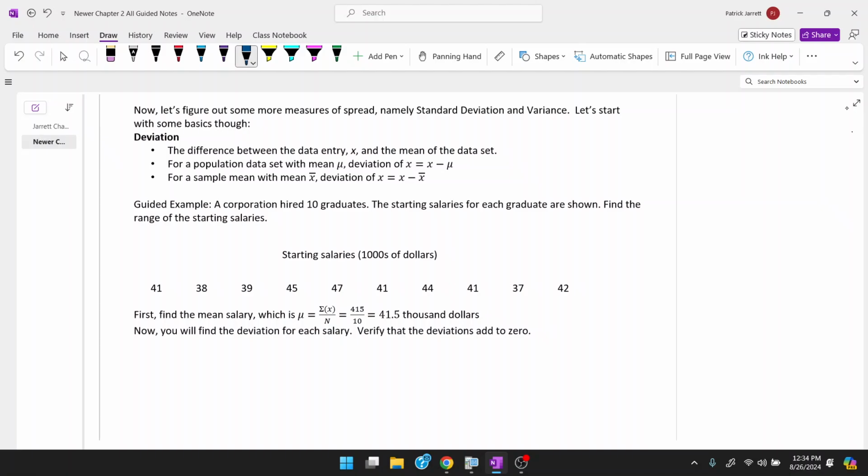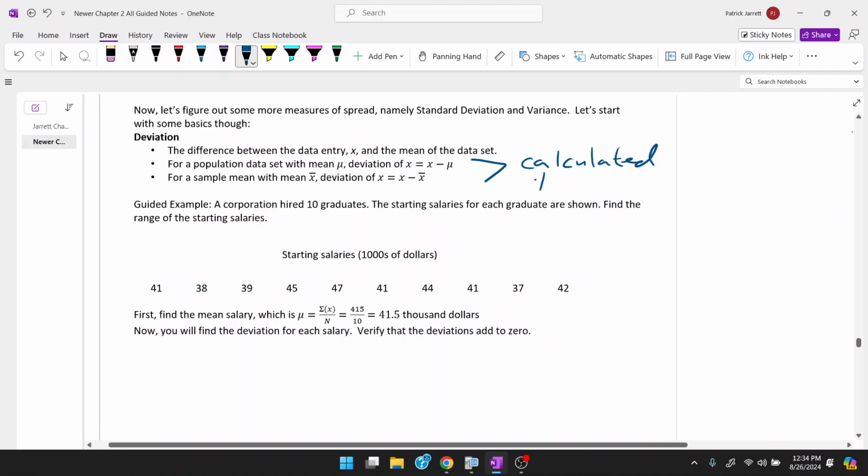Now, how do we calculate a deviation? Well, that's easy. A deviation is simply the difference between the data entry itself and the mean of the data set. Now, whether it's a population or a sample, it's calculated the same, no matter what. So basically what happens here is we're going to calculate deviations of the data. This is the only time we're going to do it by hand.